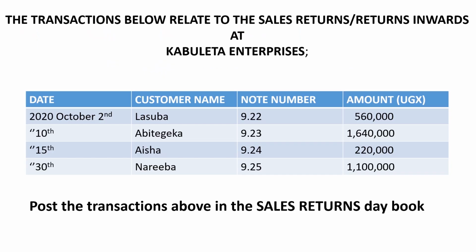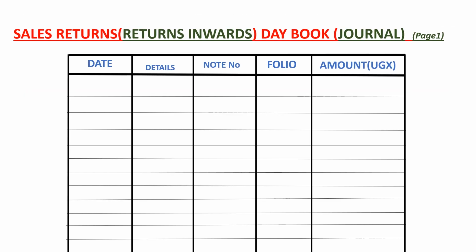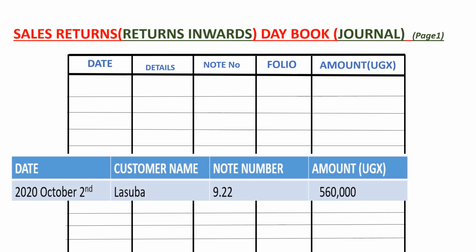The transactions below relate to the sales returns or the returns inwards at Carburetor Enterprises. Those are the transactions right on your screen. We are required to post the transactions above in the sales returns day book, and that is exactly what we shall be doing. So we'll go on right to our first transaction. It was a customer called Lasuba who decided to return goods to us, goods worth 560,000. So we shall go ahead and post on that date of 2020, October 2nd, Lasuba returned goods.